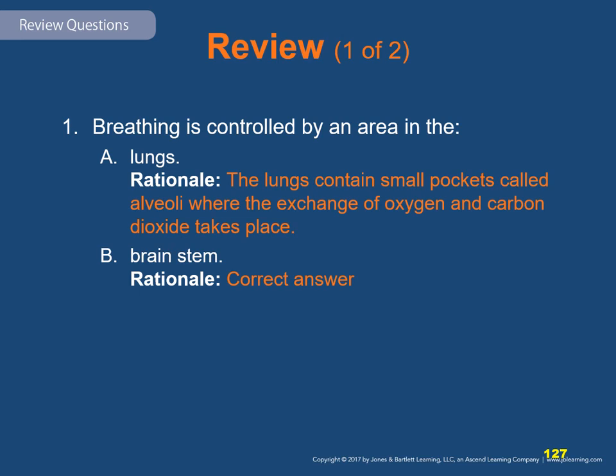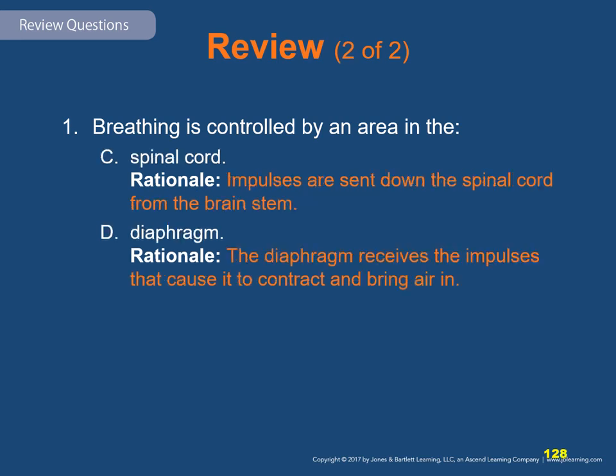Breathing is controlled by an area in the lungs. That's incorrect. The lungs contain the small pockets called the alveoli where you have the gas exchange between oxygen and carbon dioxide. B is the brainstem, like we just said. The spinal cord impulses are sent down the spinal cord from the brainstem. The brainstem sits at the top of the spinal cord and is really the adjunct between the brain and the spinal cord itself. The diaphragm receives impulses from the brainstem that cause it to contract and bring air in. So the correct answer is brainstem.